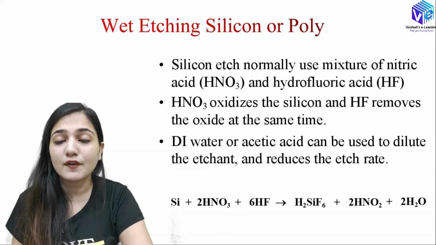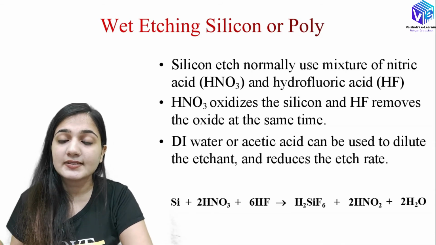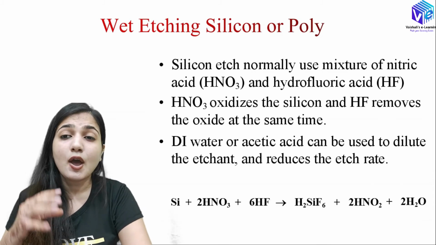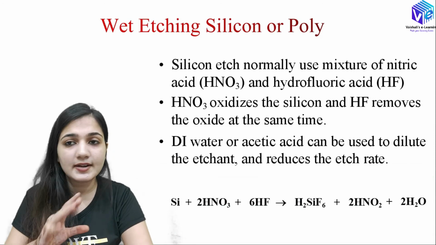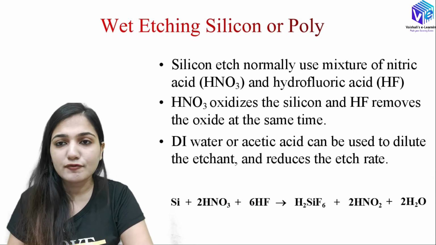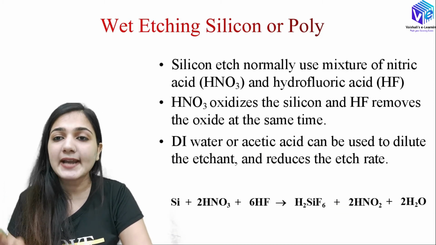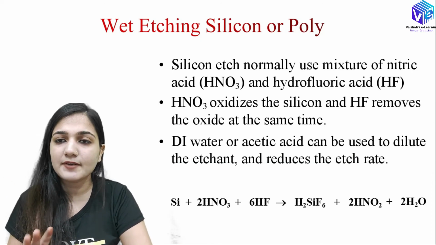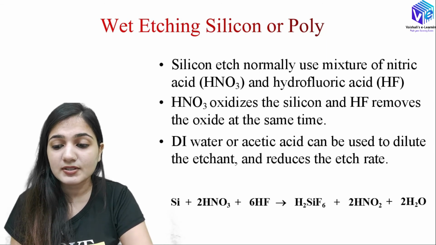Coming to the wet etching of silicon or the polysilicon. Wet etching of silicon dioxide is rather very easy because here I am directly using the hydrofluoric acid. On the places where I have photoresist to protect the silicon dioxide, there the hydrofluoric acid is not reacting with the silicon dioxide and it is protecting our silicon dioxide layer. But at the places we don't have the photoresist, at that place the silicon dioxide will get dissolved into the hydrofluoric acid. Now coming to the silicon etching.